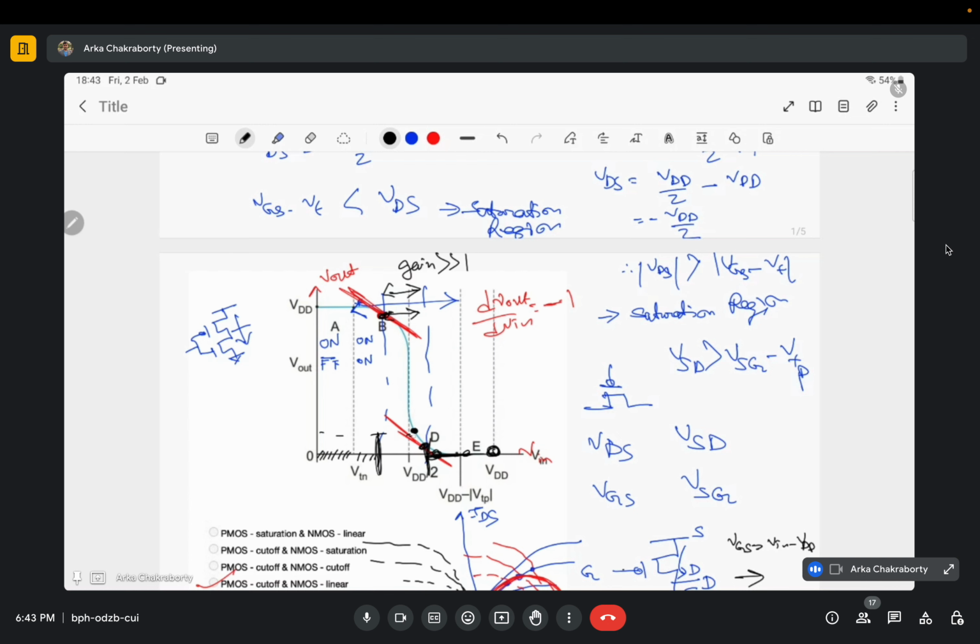If some noise arises, this noise will get amplified due to high gain, and it will either switch to VDD, or it will switch to some higher value, or to some lower value, depending on the voltage of the noise. So we always avoid this region. We always ensure our circuit never goes to this region of operation while designing CMOS circuits or most of the other logics. We avoid this region of operation.